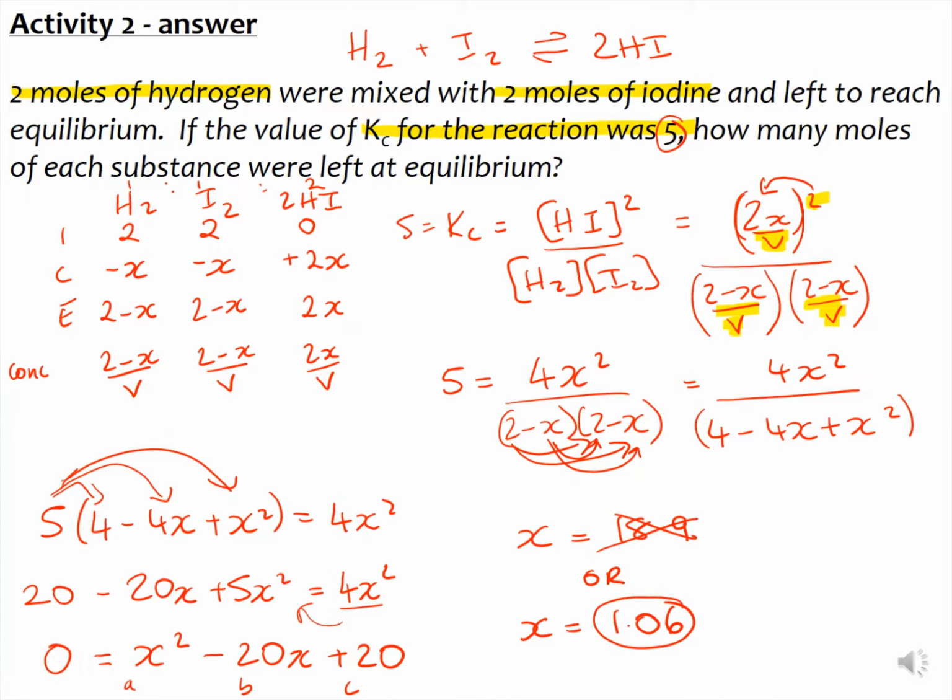So how many moles of each substance were left at equilibrium? I'm going to change my pen colour just to make it clearer. Well, hydrogen is 2 minus x, so we'd have 2 minus 1.06, which is 0.94. We'd have the same number of moles of I2 because it is 2 minus x, and we'd have 2 times x, so 2.12 moles of the hydrogen iodide. And that's how we'd solve that one.